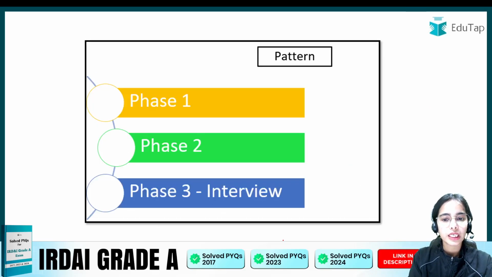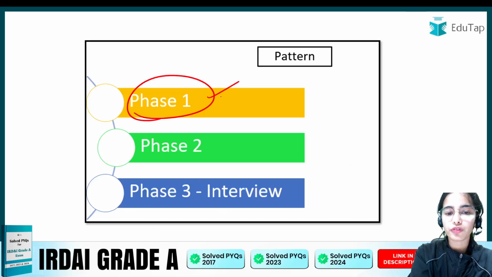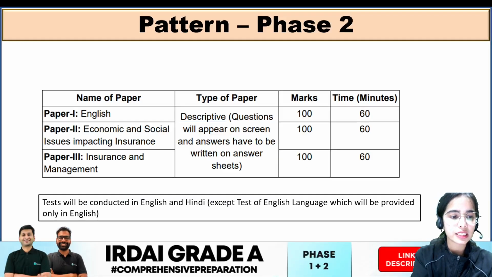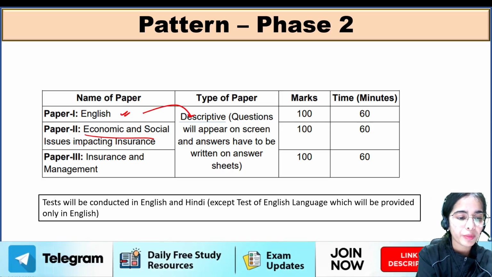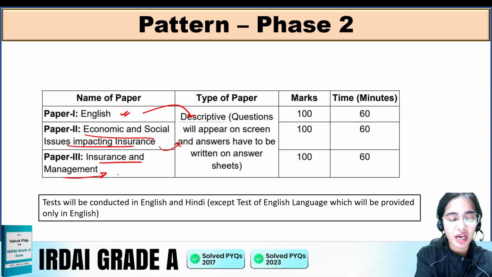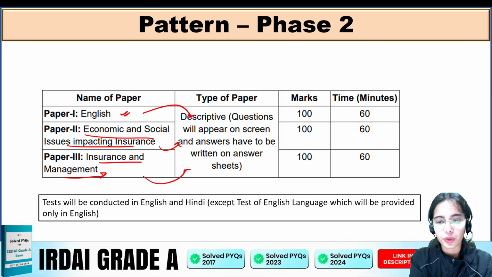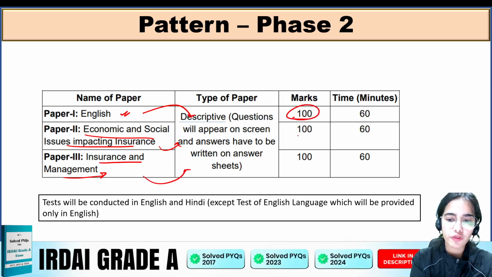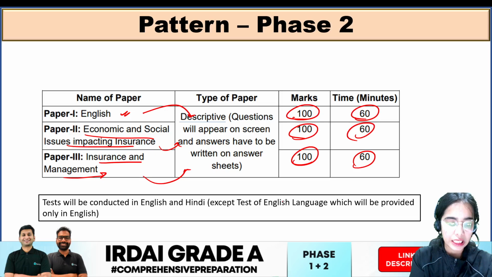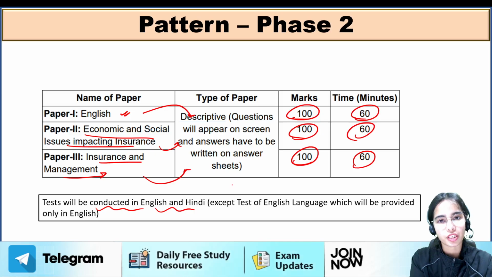Now, we have discussed phase 1. Now coming to phase 2. In phase 2, the pattern is that there is an English descriptive paper, an economic and social issues impacting insurance descriptive paper, and an insurance and management descriptive paper. All three papers are of 100 marks, and the time given to each paper is 60 minutes. The test will be conducted in English and Hindi, except for the English descriptive test.